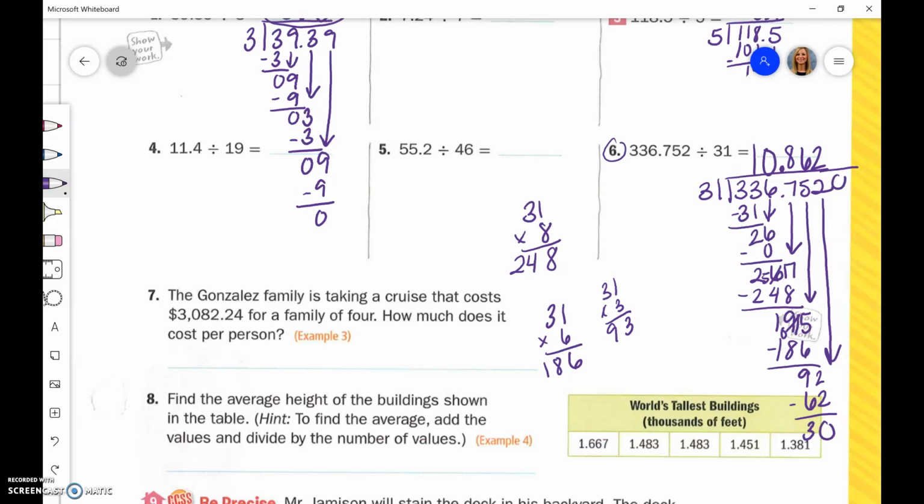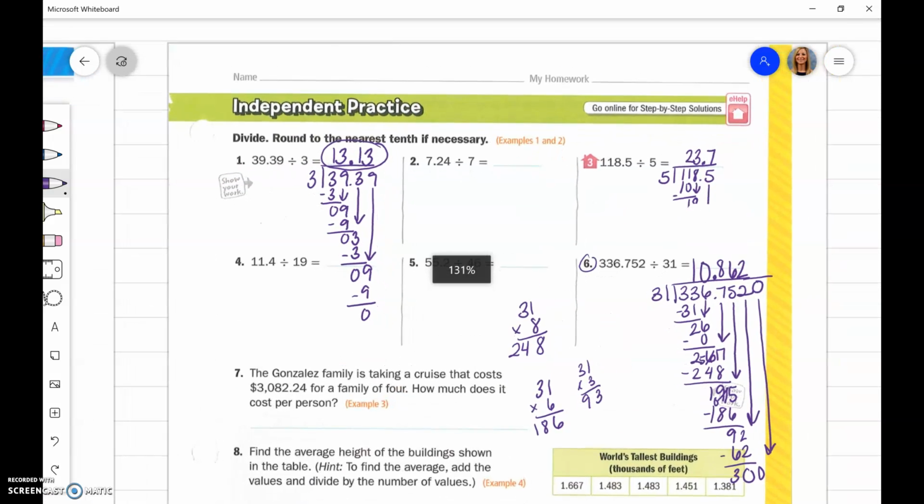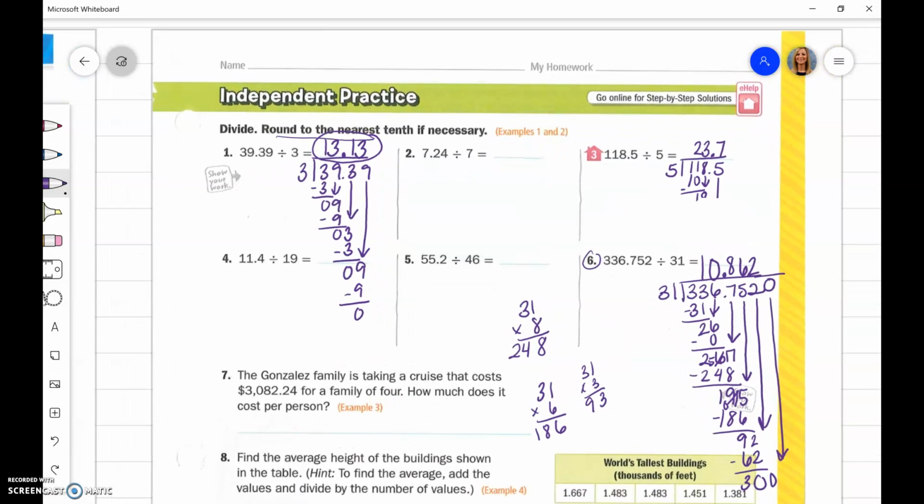Now take a look here. Guess what I'm going to have to do? I'm going to have to add a 0, and I'm going to have to keep going. Okay, but this is where it is super nice that it says round to the nearest tenth. Well, we've already gotten there, so here's my answer.